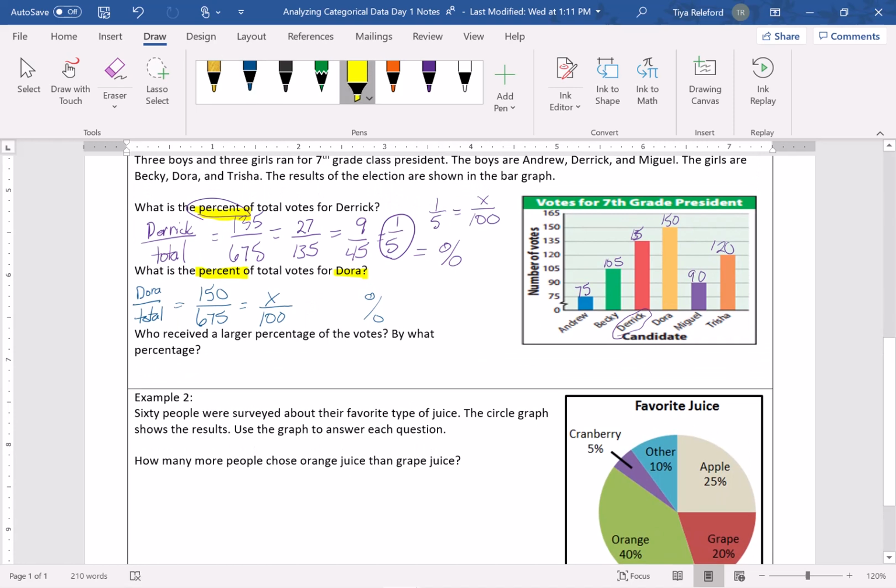Now, once you have both of these finished, the question says, who received a larger percentage? You will know for sure, but make sure you answer this in a sentence. So-and-so, Derek or Dora, received the largest percentage.